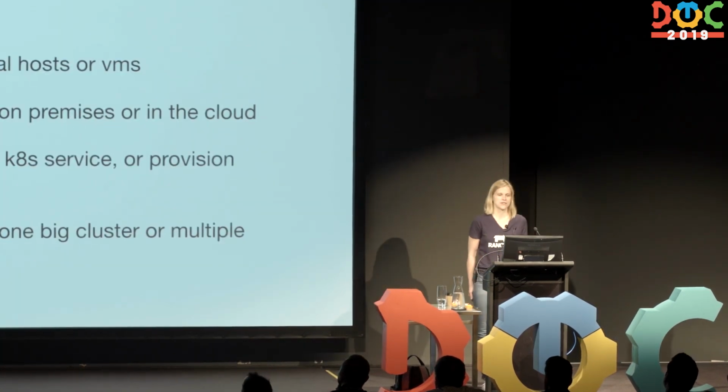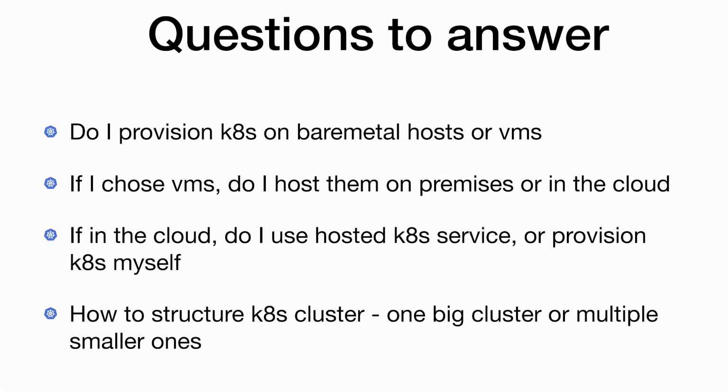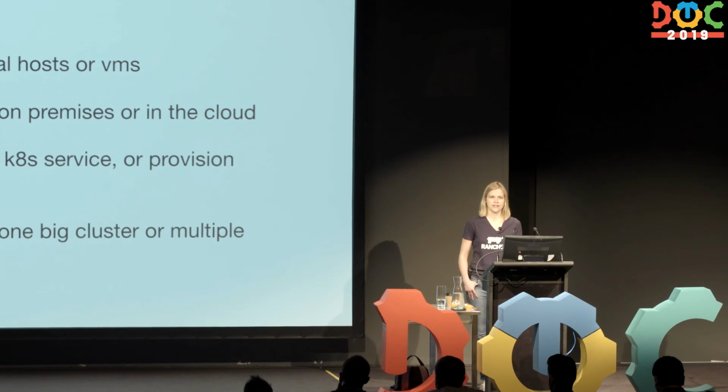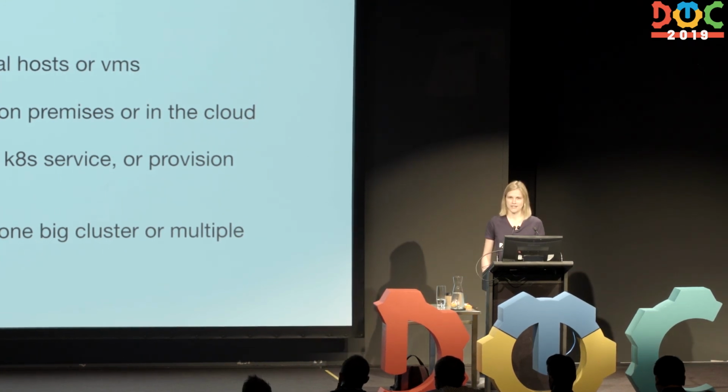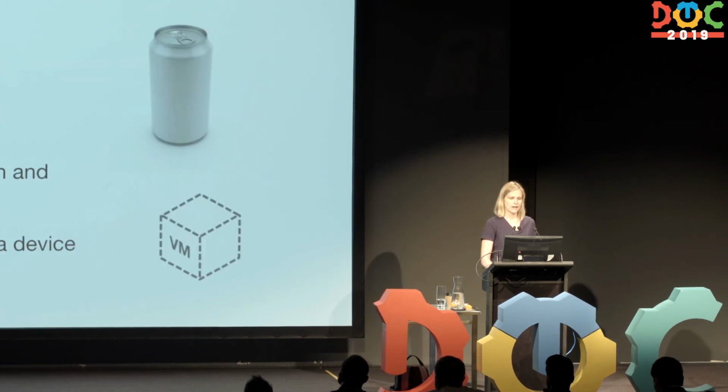And here are more questions to answer before proceeding with the Kubernetes cluster installation. First of all, where do you want to deploy your Kubernetes? Do you want to deploy on bare metal, or on virtual machines? And if you choose virtual machines, there is a choice whether you deploy the virtual machines on-prem or in the cloud. And if you want to roll out your Kubernetes cluster in the cloud, do you want to use the hosted Kubernetes service if it is available in the cloud, or do you just want to host your virtual machines in the cloud and provision the Kubernetes cluster yourself? And then there's this ongoing question, how many clusters do you need, one or many?